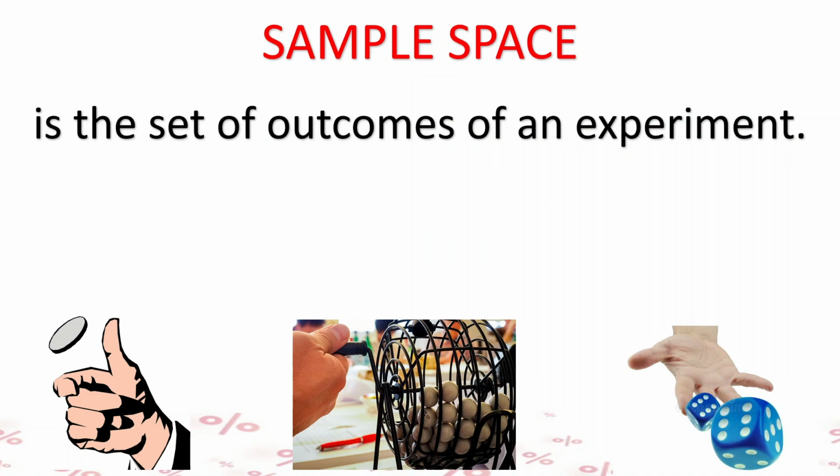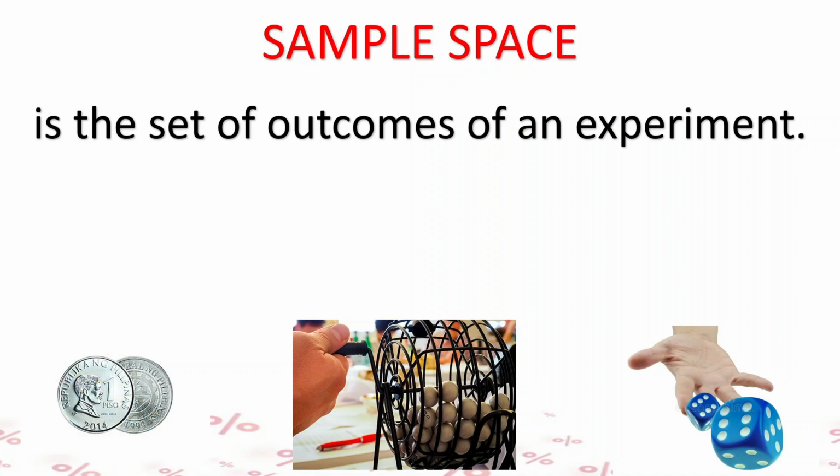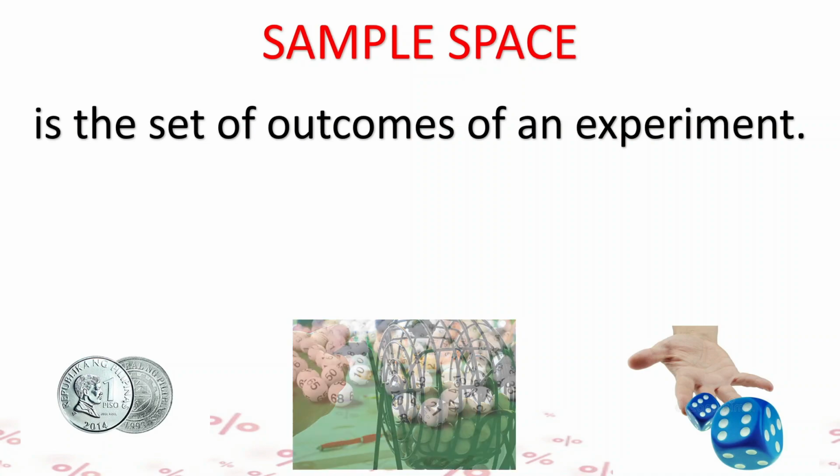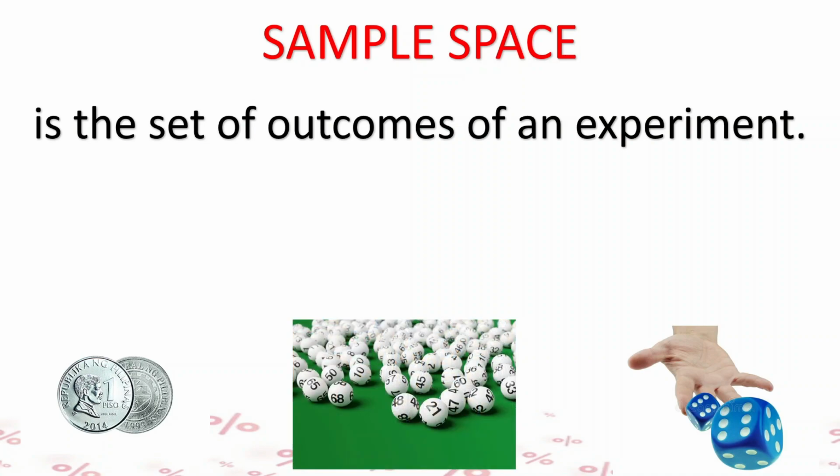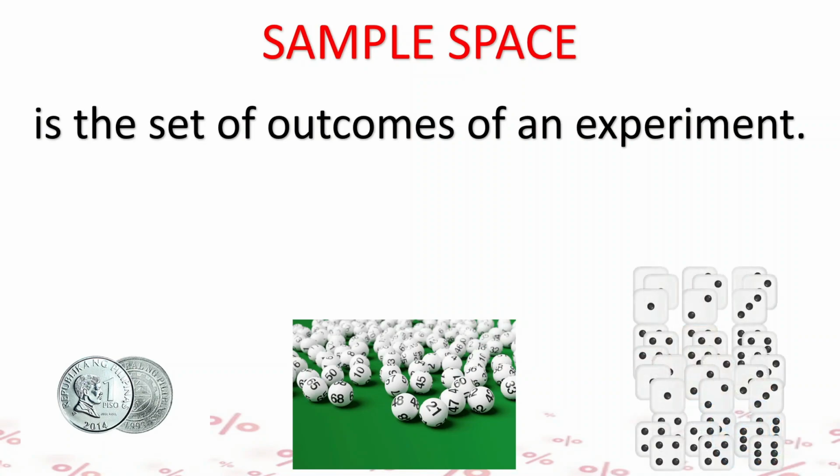How about when we include everything, just like in a set? When we talk about all the possible outcomes, then we call that a sample space. Now, in tossing a coin, the sample space includes head and tail. When we draw a lottery, the possible outcomes include all the numbers that are in the lottery box. And lastly, when we throw two dice together, there are a number of outcomes that we can come up with.